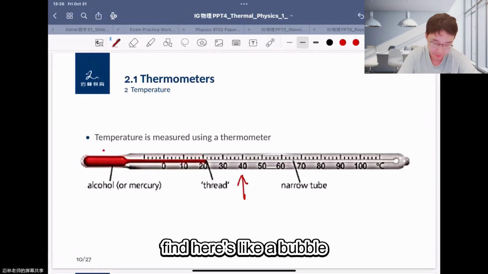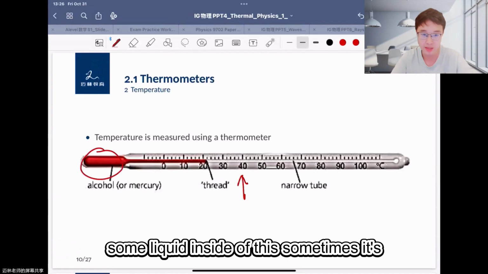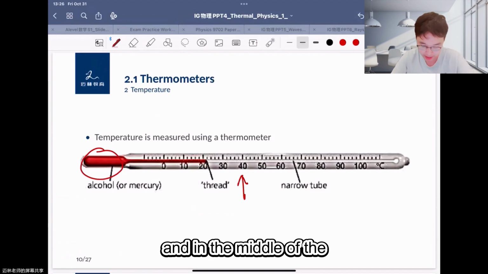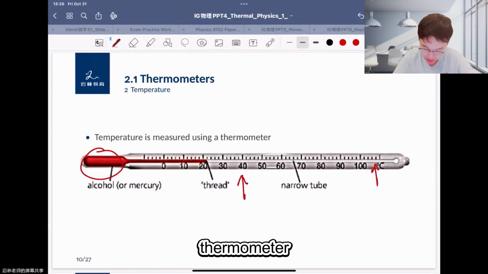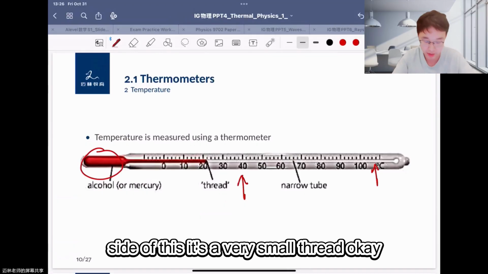And here you can find a bubble. In the bubble, we have some liquid inside. Sometimes it's alcohol or sometimes it's mercury, okay? And in the middle of the thermometer, there is a thread inside. It's a very small thread, okay?